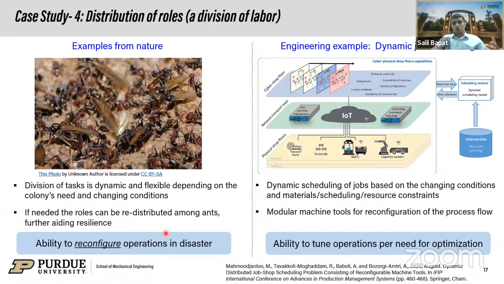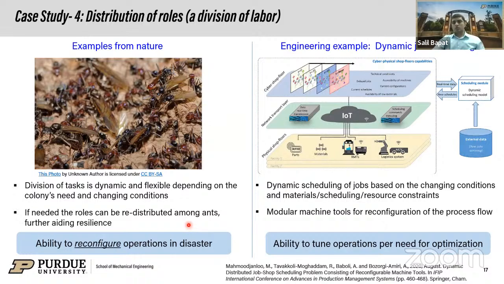So the colony of ants as a system is resilient because it can reconfigure and adapt in the wake of a disaster and still have the same efficiency in terms of carrying its task, which is carrying a source of sugar from one point to another point.